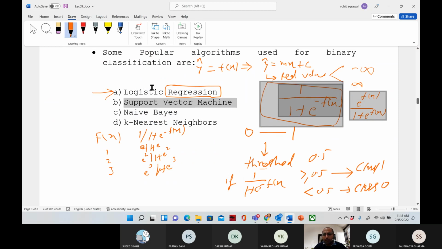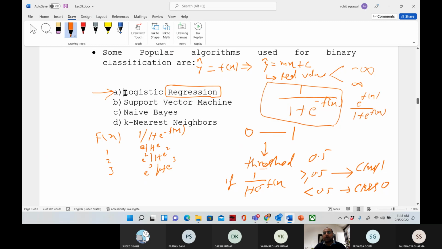So these are some popular algorithms, but they are not limited. There are a lot of algorithms for classification, and I have written a few of them. These are the most widely used. Logistic regression is just a modification of regression.